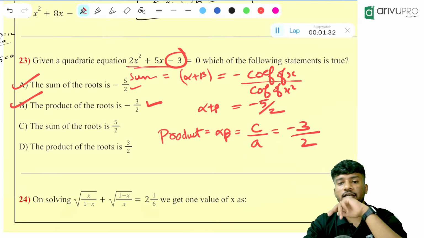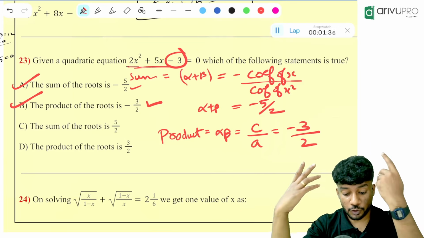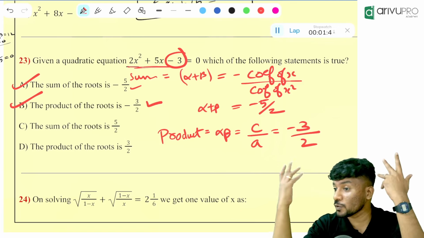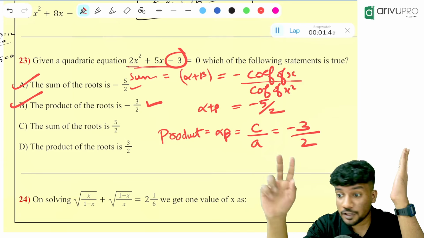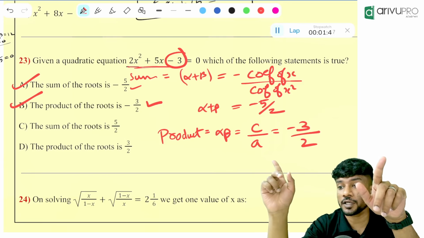Two options are correct. If you mark any one option, you will get the marks. If you don't mark any option, thinking that the question is wrong so you will get the mark anyway, you will not get the mark. If you mark any of the options, you will get the marks, otherwise you will not. Keep it in your mind.